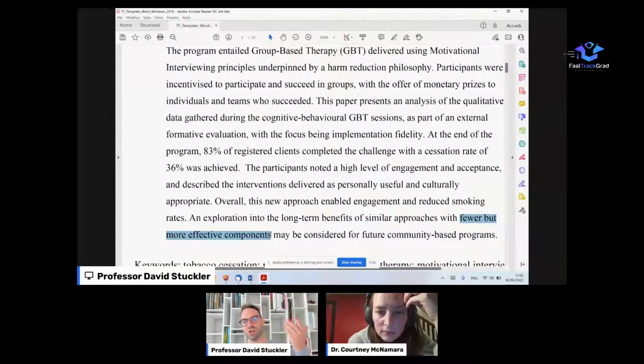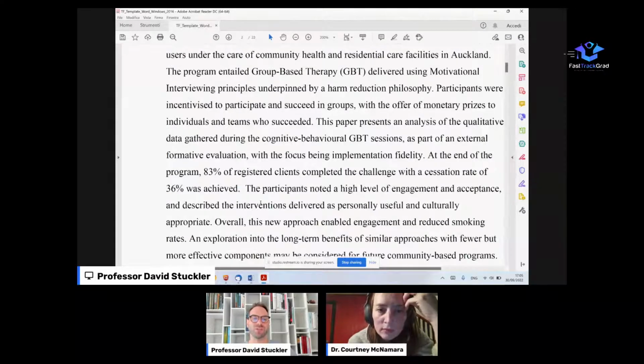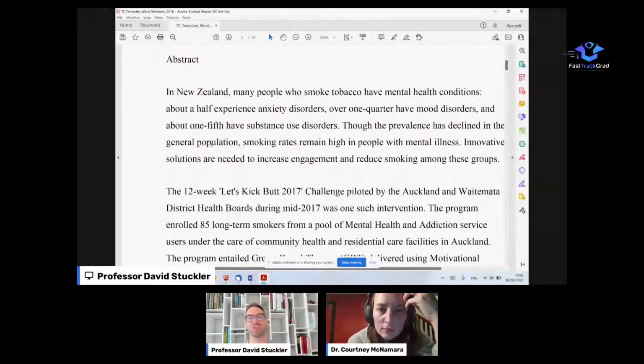That kind of leaves you scratching your head. Well, what were those fewer but more effective components? So that's also really not coming out. So the abstract reads a little bit confusingly for those reasons. So I would try to streamline this. I would take our advice that we've given others doing unstructured abstracts: break it apart, make it a structured abstract, and then piece it back together if necessary.